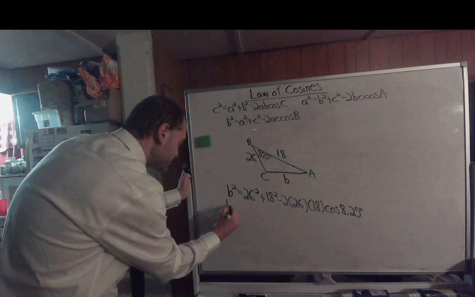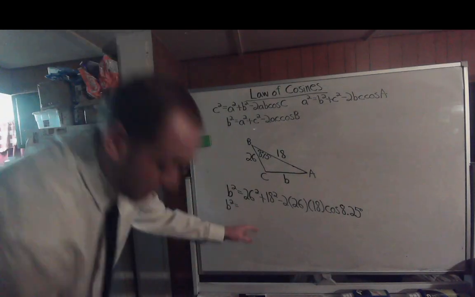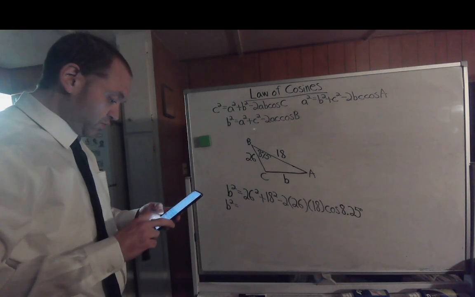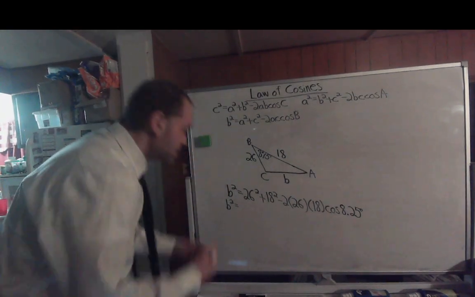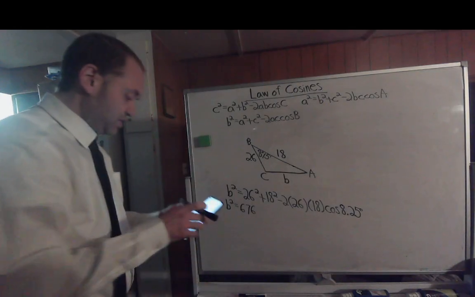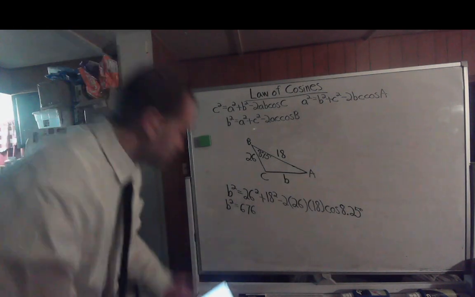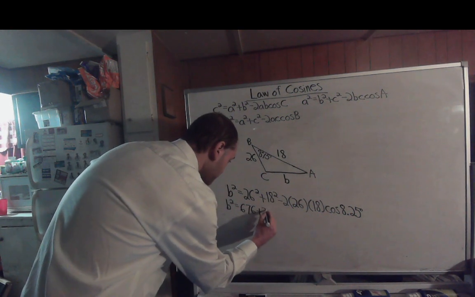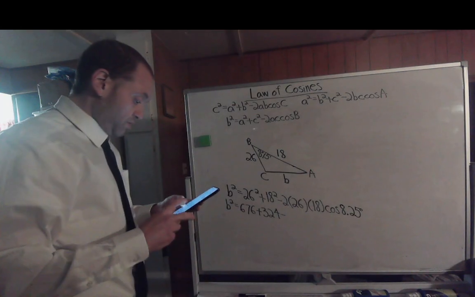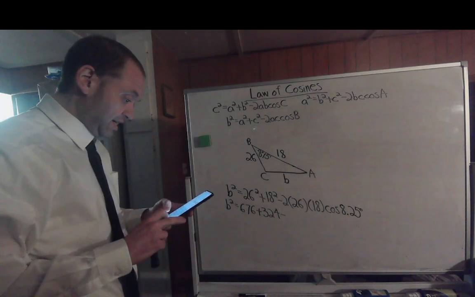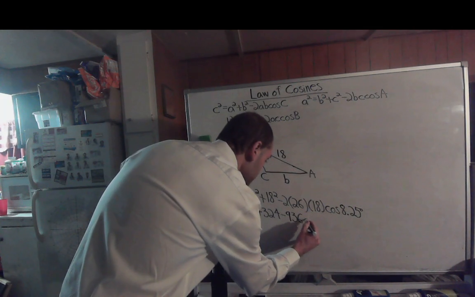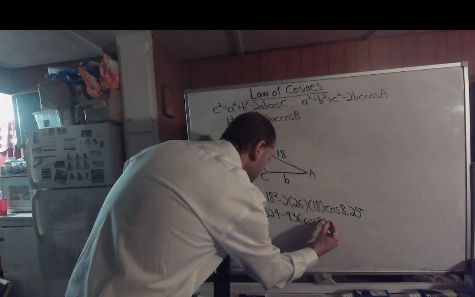Alright, so then B squared would equal, let's just figure out what all these values are. So 26 to the second is 676. Now, I want to say 18 squared is 324. Yes, it is. Plus 324 minus, alright, all that mess there. So 2 times 26 times 18. That'd be minus 936 times the cosine of 8.25 degrees.